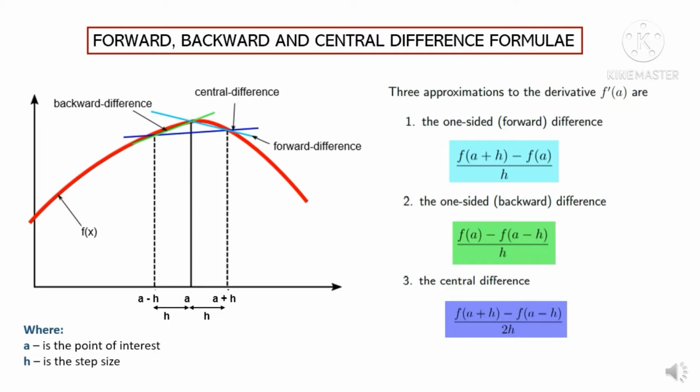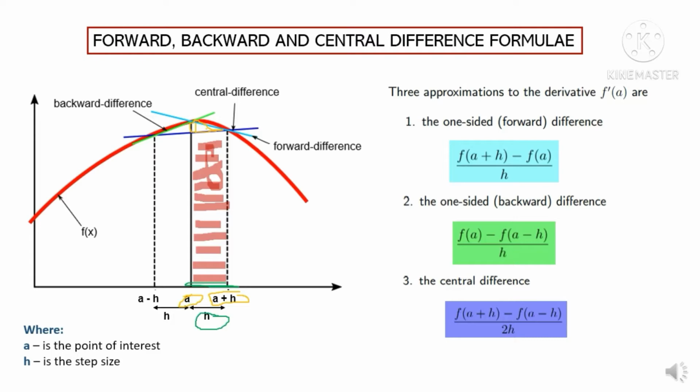As you can see here in the graph, we have a forward difference from point a to point a plus h. So we get its slope, which is the difference in y values over the difference of the x values. What are the y values? We have f(a + h) minus f(a), over its run. What is the run? The x values, which is the h. So our formula is f(a + h) - f(a) over h.